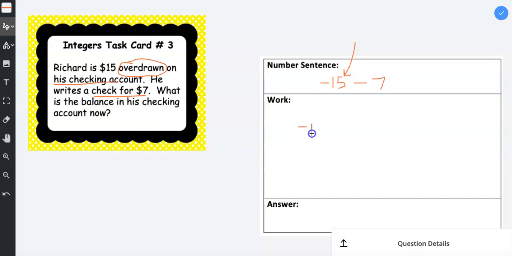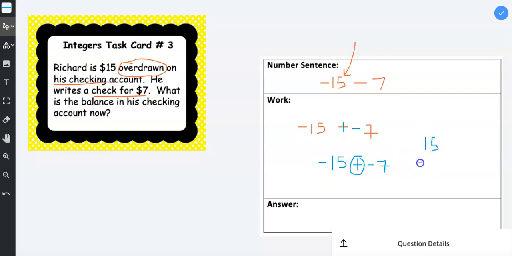So what I'm going to do for my work is I'm going to record this sentence, and then I'm going to change this subtraction problem to an addition problem. So subtracting 7 is the same as adding a -7. So -15 plus a -7 is what this subtraction problem is as an addition problem. Now that it's an addition problem, if the signs are the same, we add. So these are both negative numbers, so we add this together.